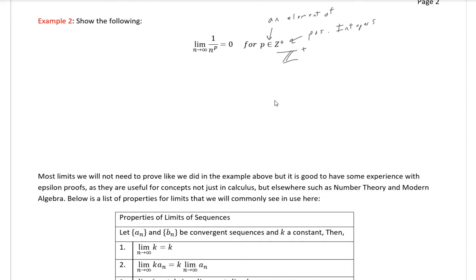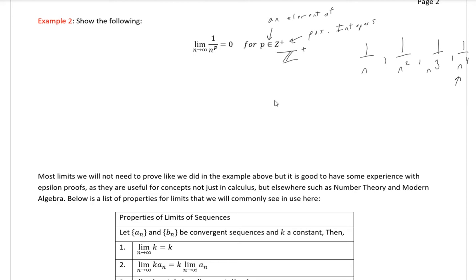So what that means is that we're talking about things like 1 over n, or 1 over n squared, or 1 over n cubed, or 1 over n to the fourth. These kinds of sequences. If a sequence is defined with this, then this should be approaching 0 as n approaches infinity. We should already know this, but we have to confirm it. So to do so, this is how we're going to go about it.